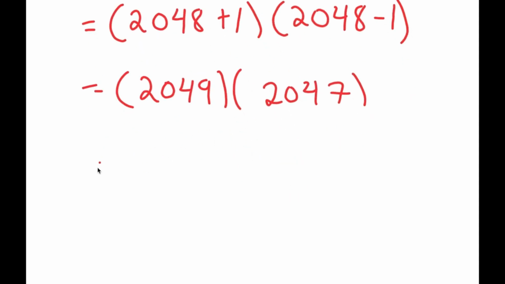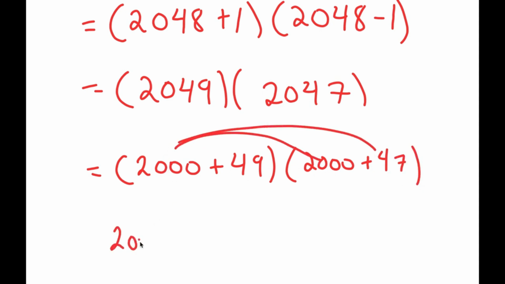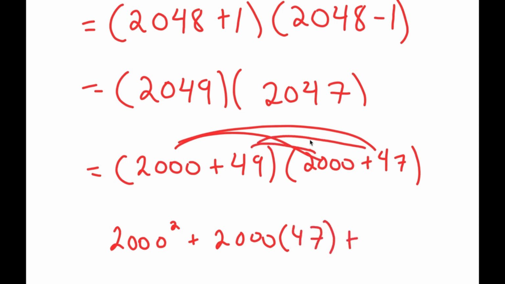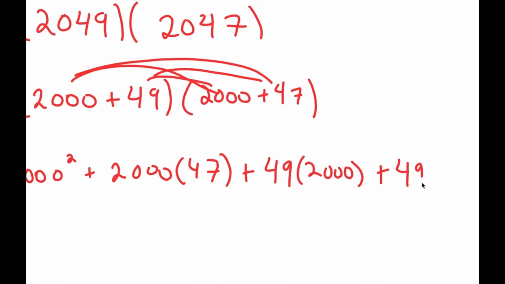And now, a simpler way of multiplying this, rather than the usual method, because this way takes way too long. So a much easier route is to rewrite this as 2000 plus 49 times 2000 plus 47. Now from here, I can simply distribute. So I have 2000 times 2000, which is 2000 squared, plus 2000 times 47, plus 49 times 2000, plus 49 times 47.